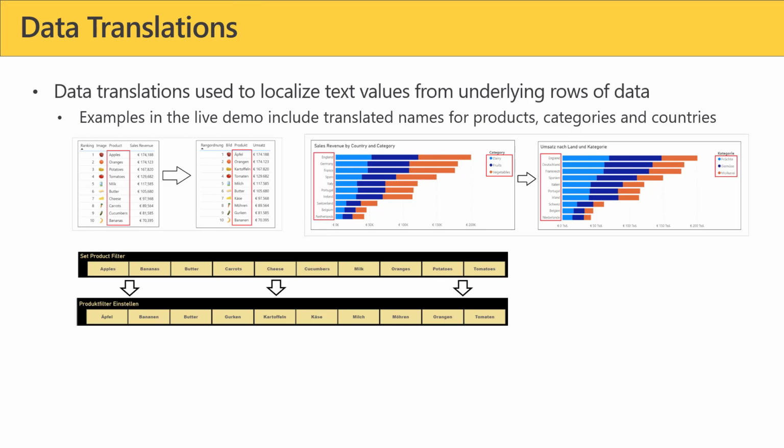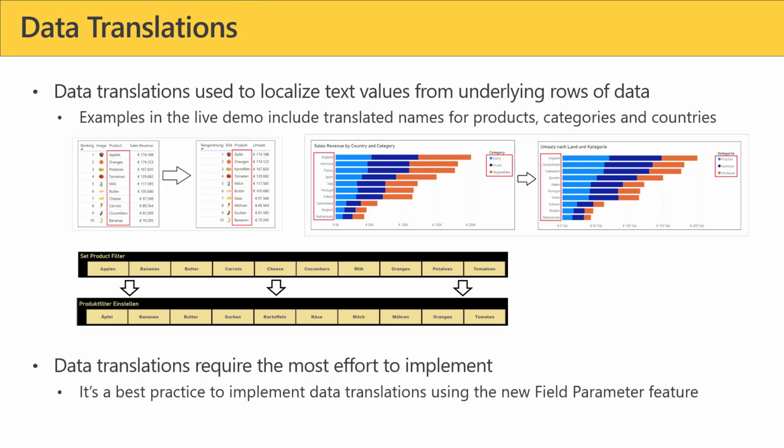Another place where data translations are going to show up is if you use slicers with text-based values. Each selection in a slicer is from the underlying data. Now, one thing to note is that data translations are going to require more effort than implementing the other two. We're going to get into a lot of the details later in this video series.